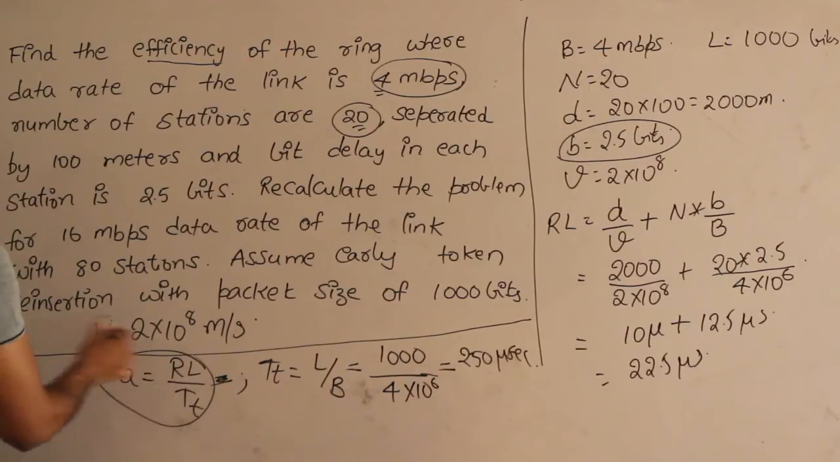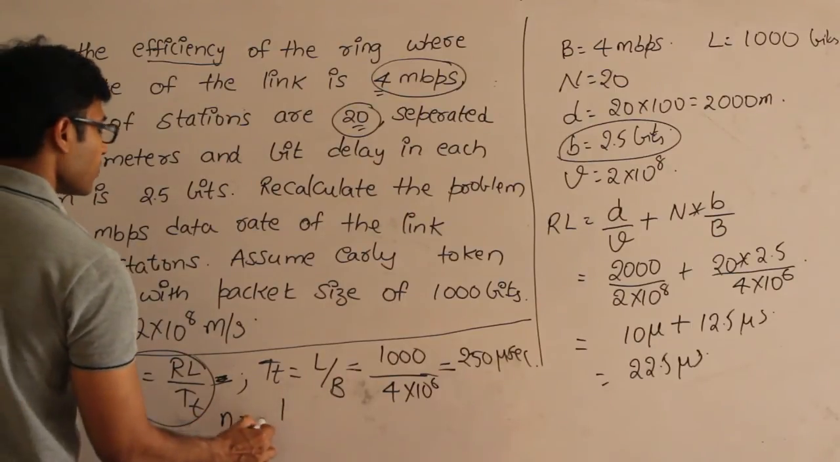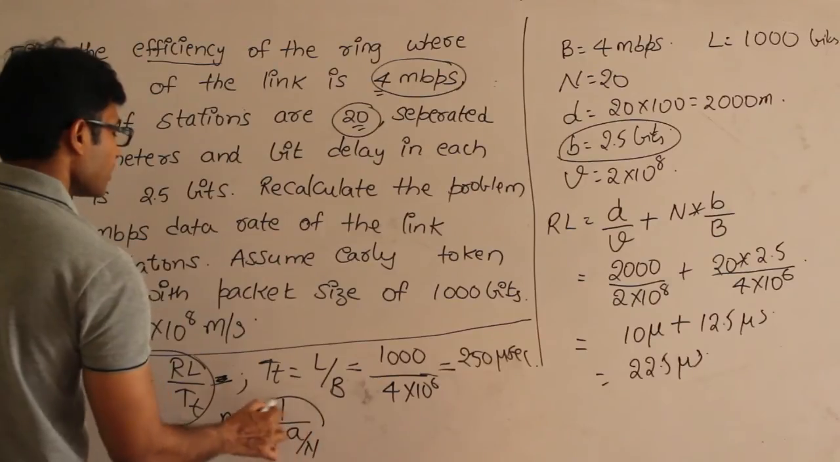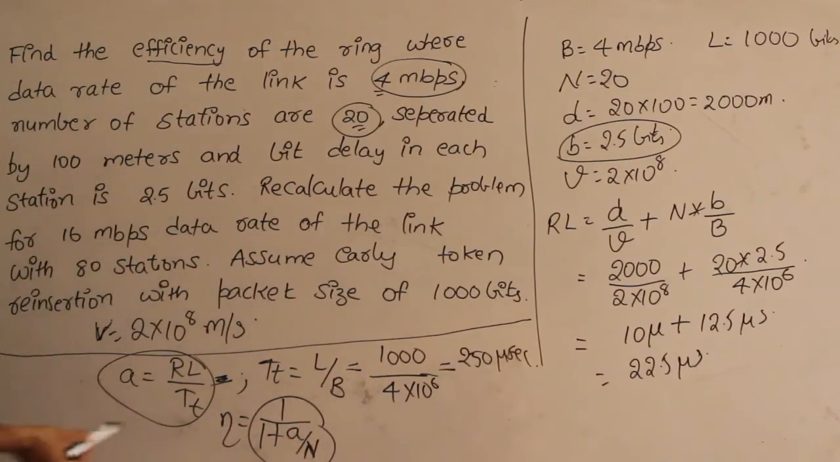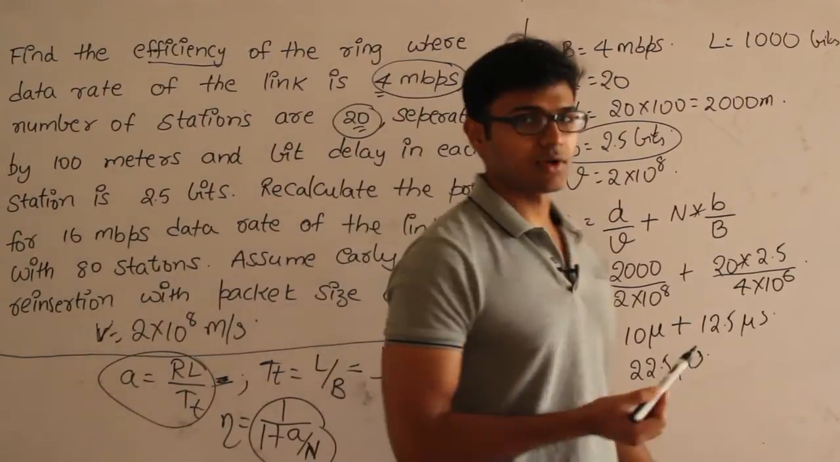Once you have found out A, then what is the efficiency of early token reinsertion? Efficiency is 1 upon 1 plus A by N, where N is 20. You substitute here and do the math, and you are supposed to get 99 point something as the answer. Okay, so this is how you can solve this question.